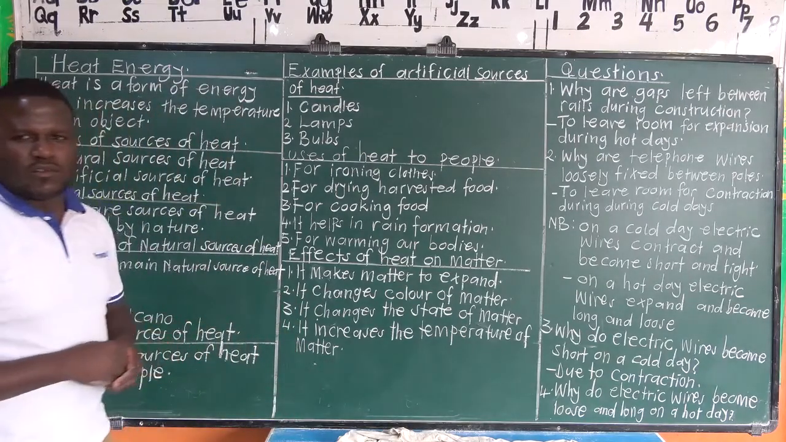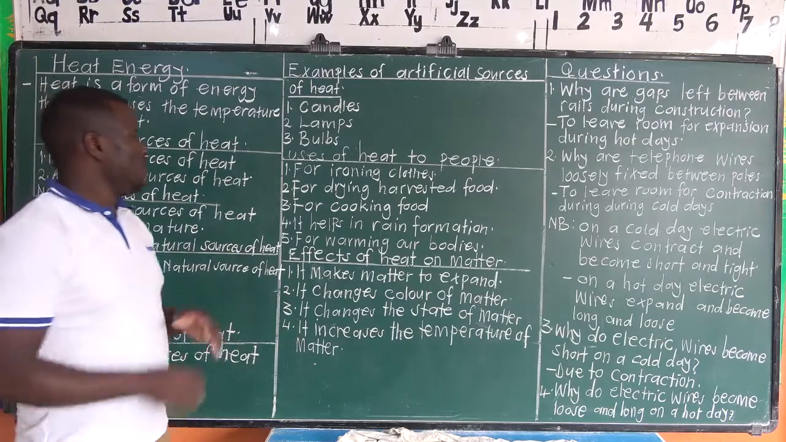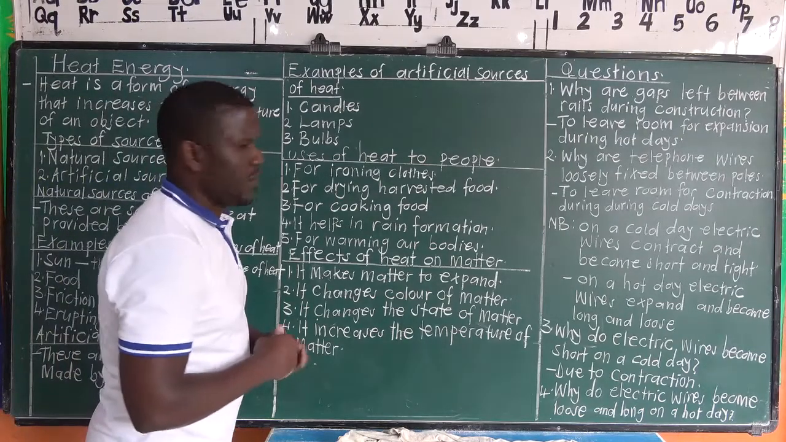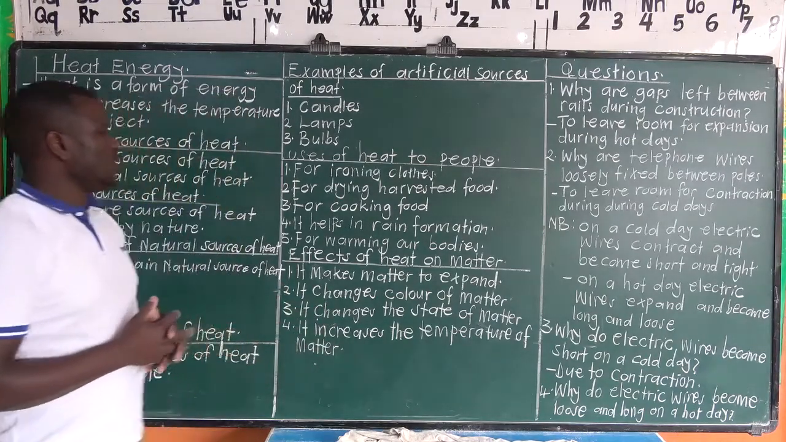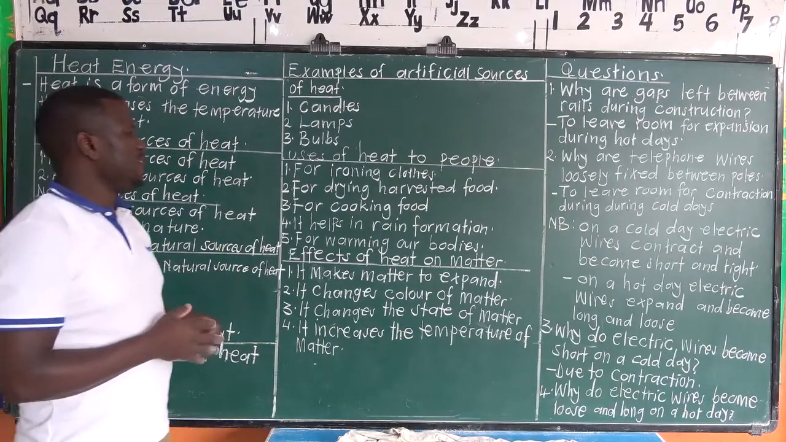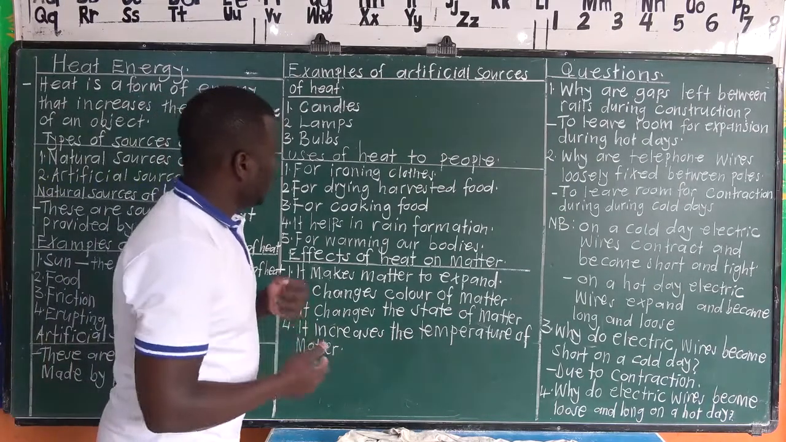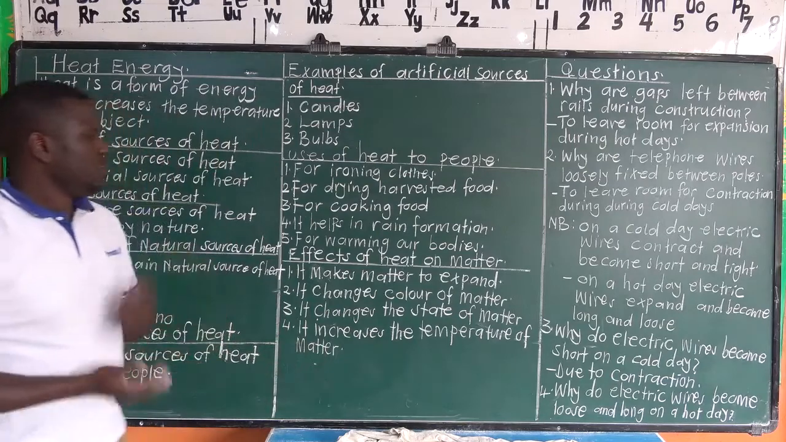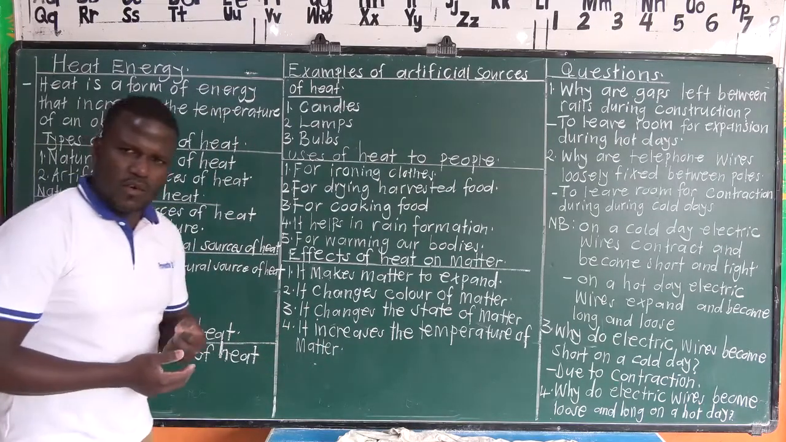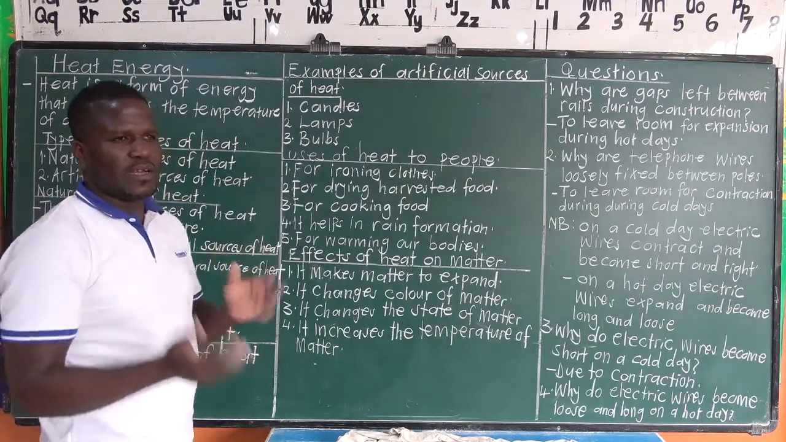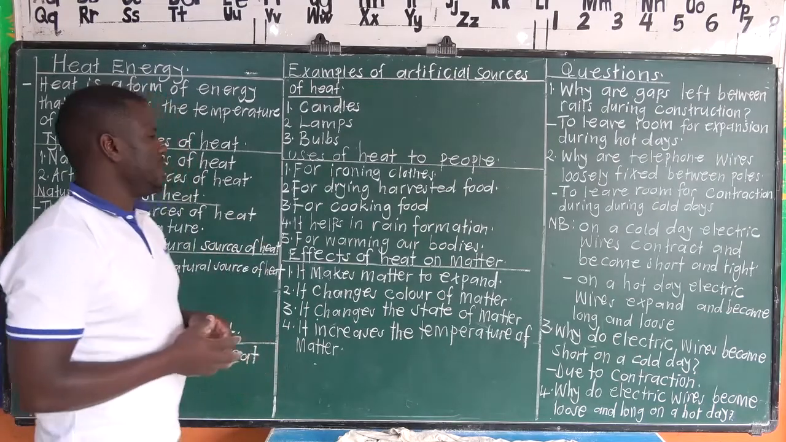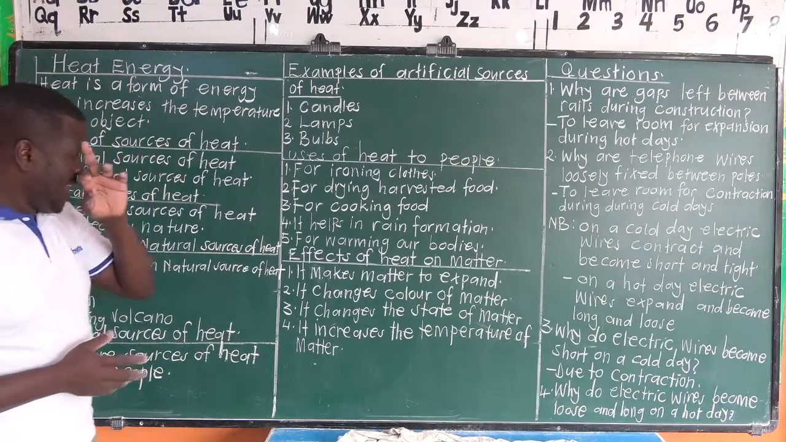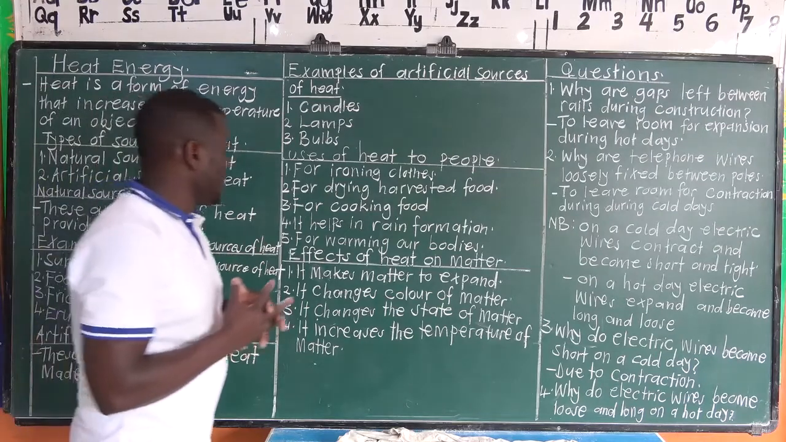Let's look at uses of heat to people. One, people use heat for ironing clothes, for drying harvested food, and for drying wet clothes. When you wash clothes, we hang them and they are dried by heat from the sun. Then heat is used for cooking food.